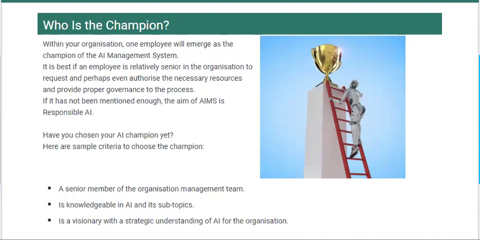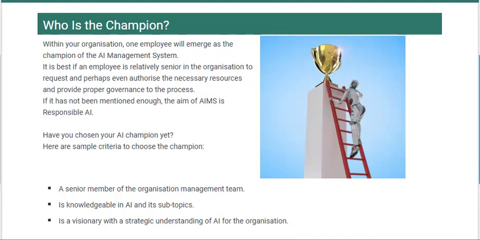Here are sample criteria to choose the champion. A senior member of the organization management team. Is knowledgeable in AI and its subtopics. Is a visionary with a strategic understanding of AI for the organization.